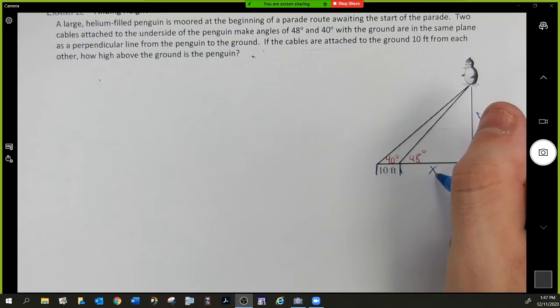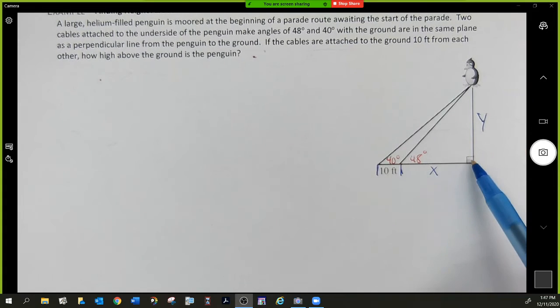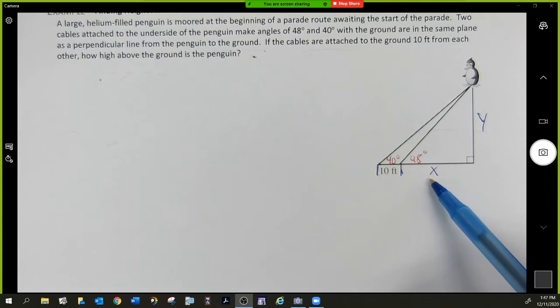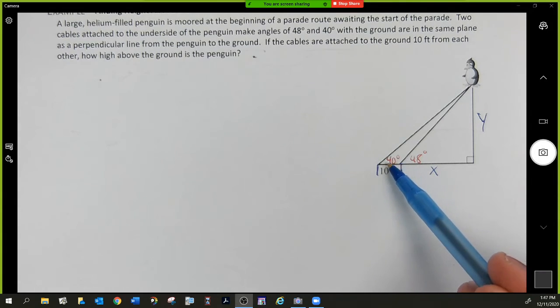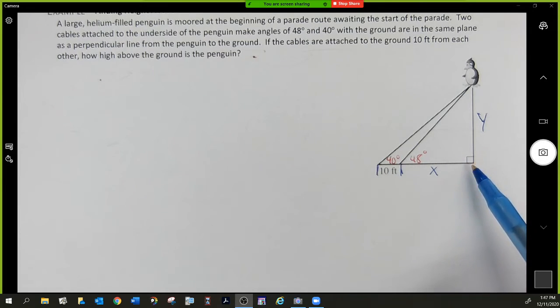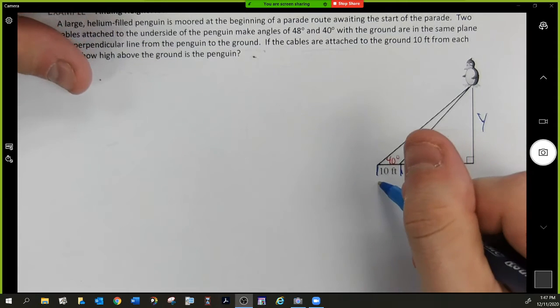What about if I called this length from here to here x? So now on this triangle, the 48, it does have a y and an x, correct? Doesn't the triangle that has the 40, it has a y, and now this side is not 10, it's x plus 10.